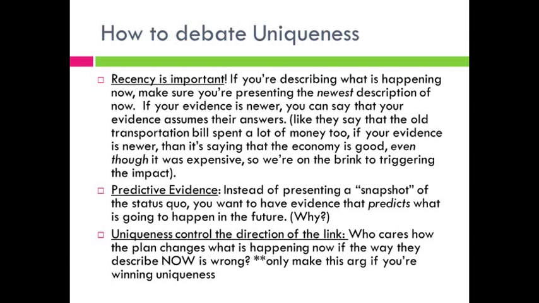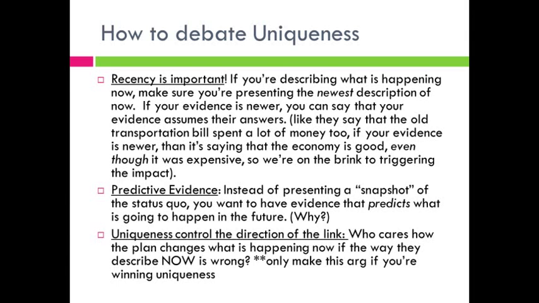And finally, we can make the argument that uniqueness controls the direction of the link. So who cares how the plan changes what's happening now if the way they describe now is wrong, right? That's the biggest idea. It doesn't matter whether the plan has a certain perception on investors, whether or not investors want to spend in the U.S. based on the plan, if the U.S. economy is already terrible, right? So if you win the U.S. economy is good, then there's only a risk of a link. It's more dependent on uniqueness than the link.